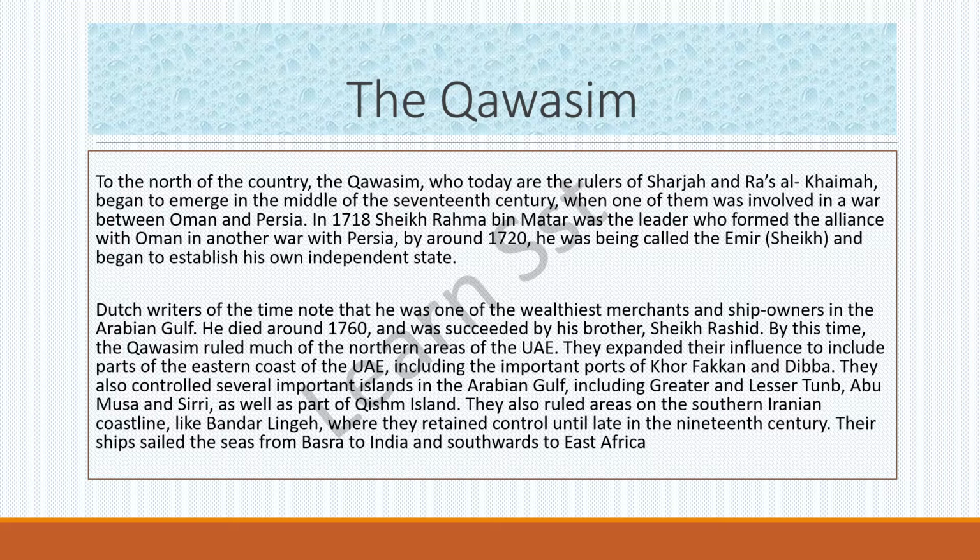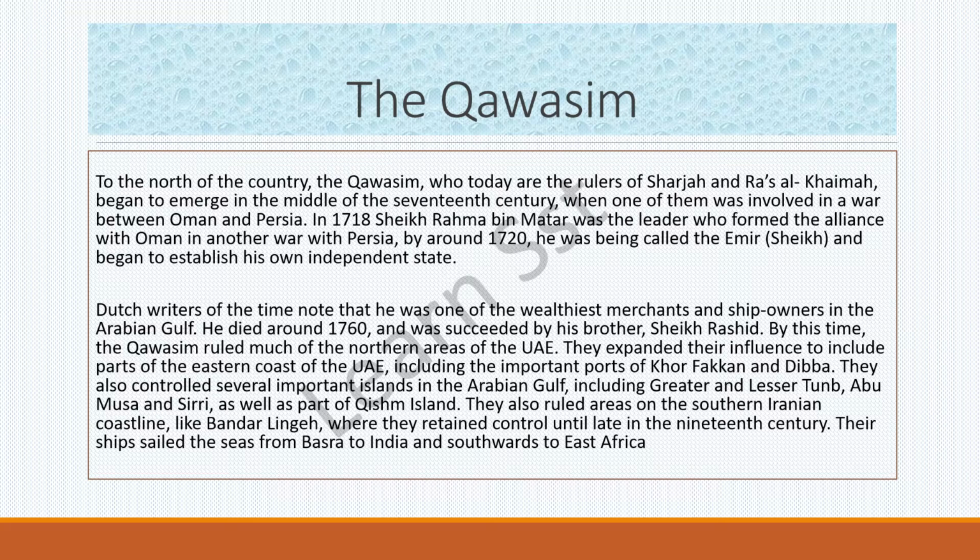being successful, and how an independent state was formed with bravery and with the alliance with Oman, that is in 1718 by Sheikh Rahma bin Matar, and in 1760 however he expired, and after that he was succeeded by his brother Sheikh Rashid. And slowly and steadily how the expansion took place on the eastern coast of the UAE is seen in this particular slide, wherein you have the important ports of Khorfakkan and Dibba being included in the expansion process.